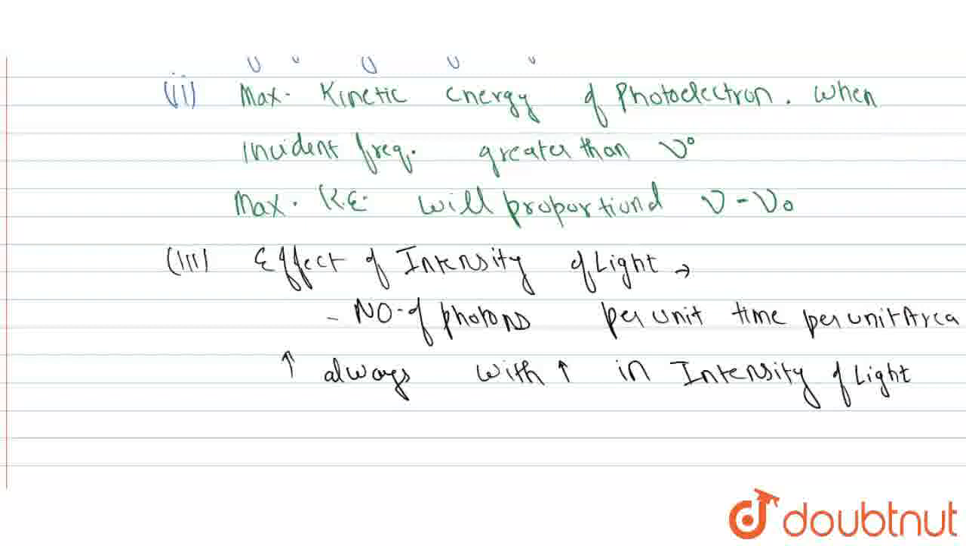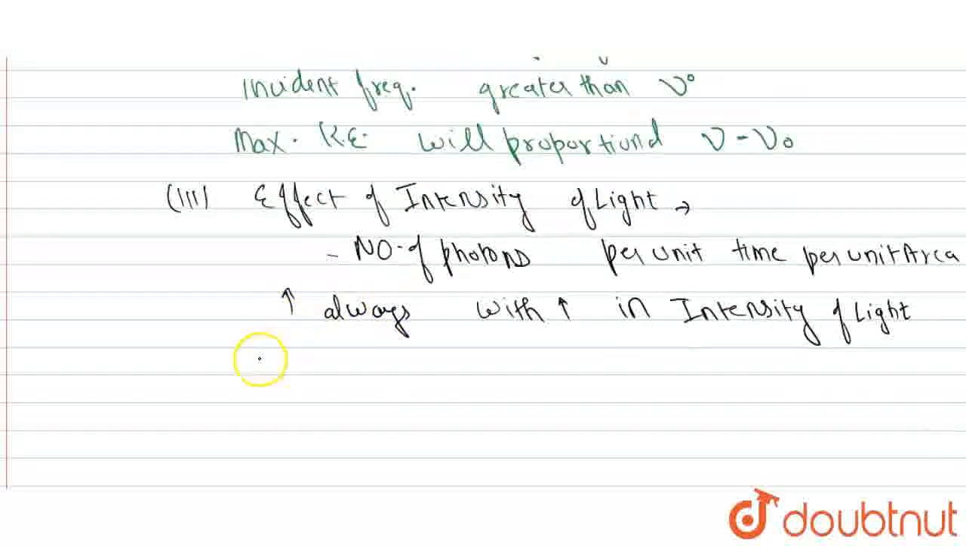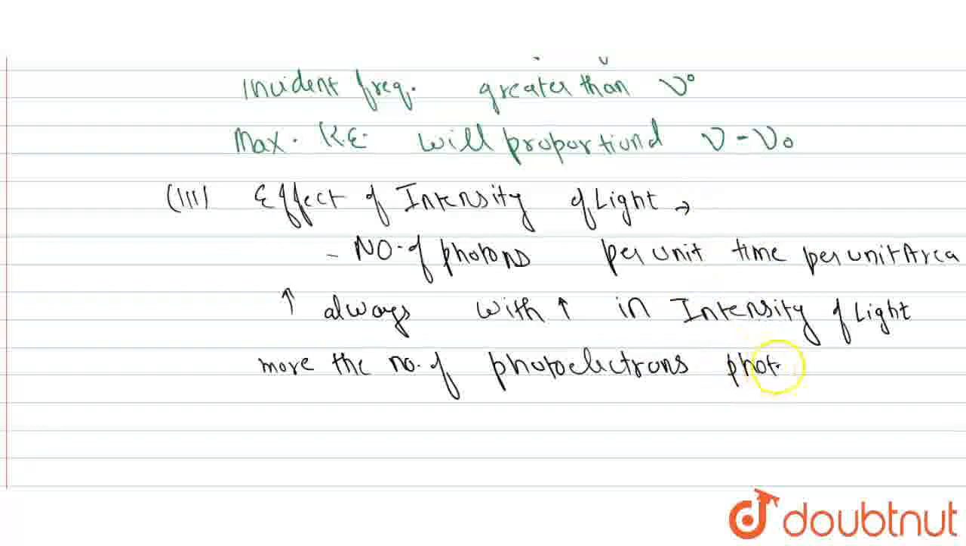So we can say that the more the number of photoelectrons, the more the photoelectric current. The photoelectric current will increase till it is saturated. These are the three experimental features.